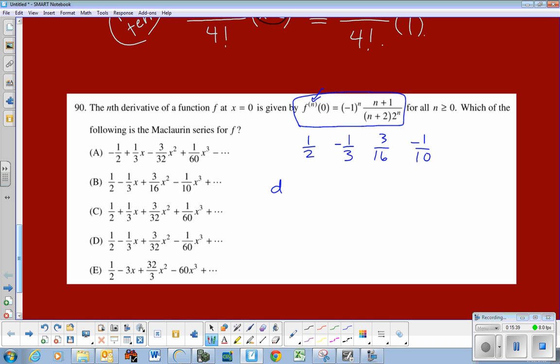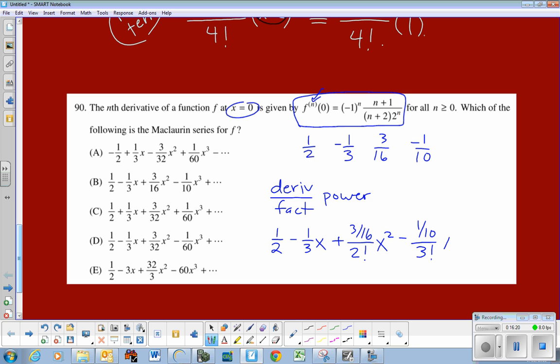So now, theme of the day, derivative, factorial, power. If we're centered at 0, all my powers are just x to the 0, x to the 1, x to the 2. And I was going to use these derivatives to form my series, my polynomial. So 1/2, technically it's over 0 factorial times x to the 0, but neither one of those two things show up because they equal 1. Minus 1/3 over 1 factorial doesn't show up, times x to the first power. Plus 3/16 is the derivative, 2 is the factorial, x squared. Negative 1/10 is the derivative, 3 is the factorial, x cubed.